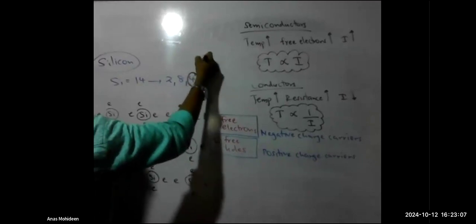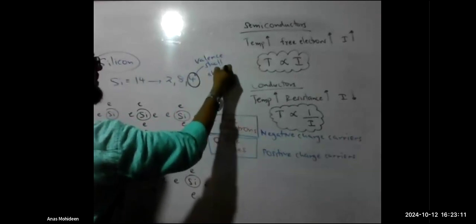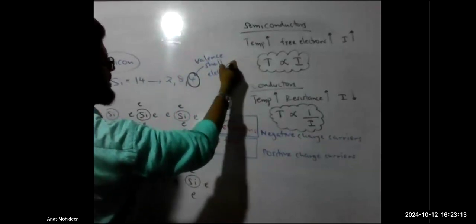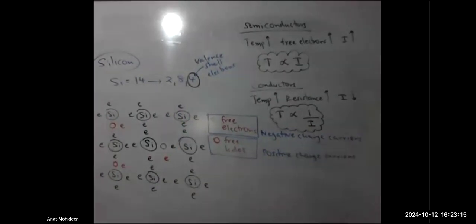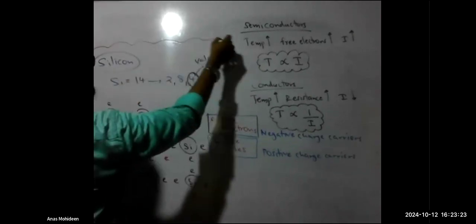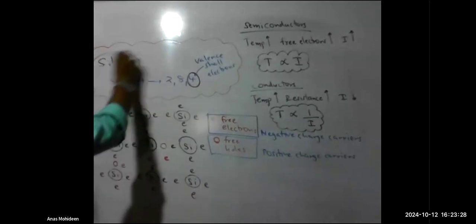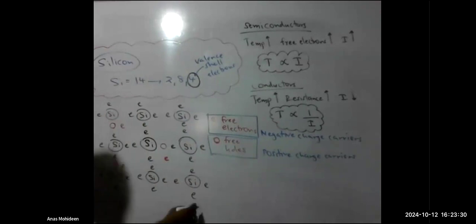So these are the valence shell electrons. This is the main part you have to remember, that is, the silicon's structure. Please note it down. Start from here. Take it separately like this. Mark this and then you have to do this part. Hurry up, please.